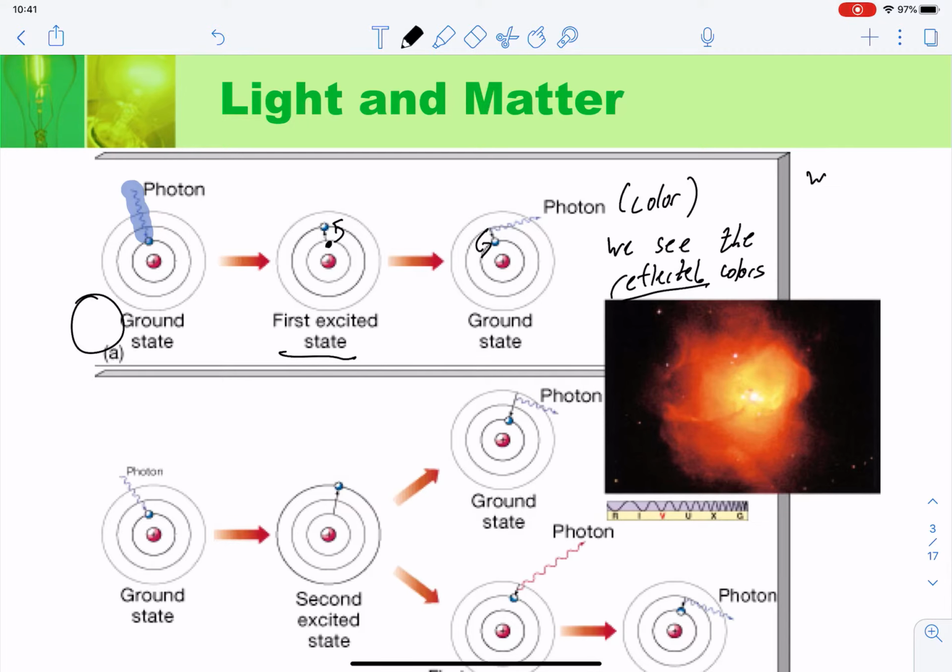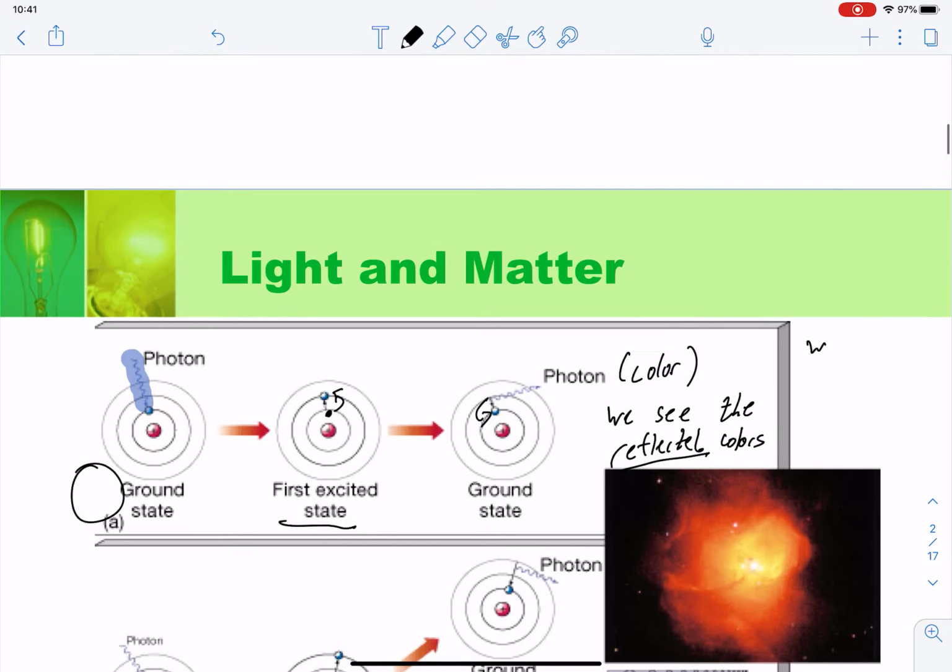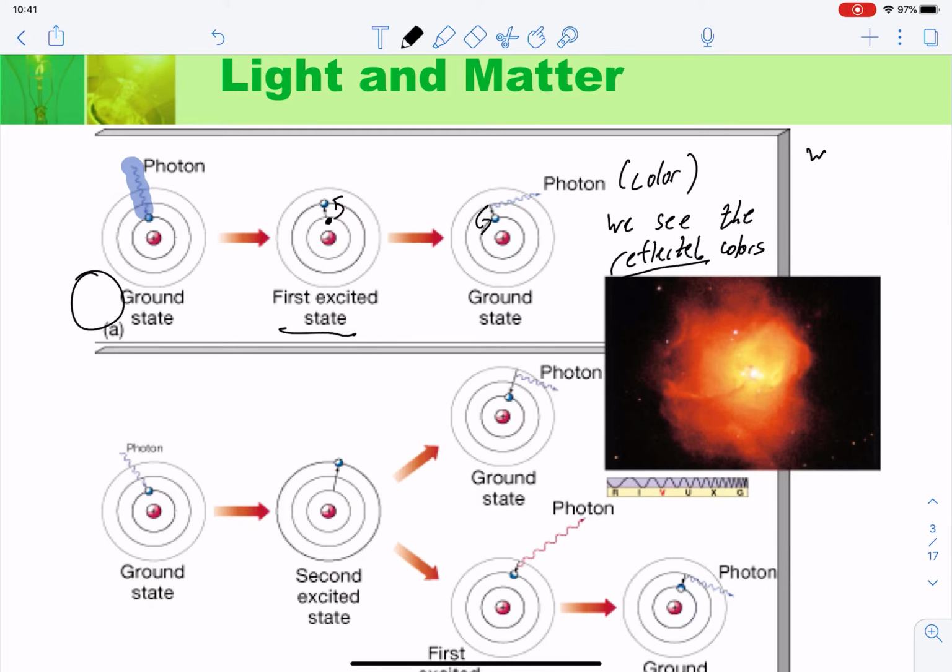Let's see, I'm having technical difficulties. There we go. So we see white when all of these colors are reflected. When all of the colors are absorbed, that gives us the color black. So black is absorbed light, white is reflected. Okay, let's keep going.